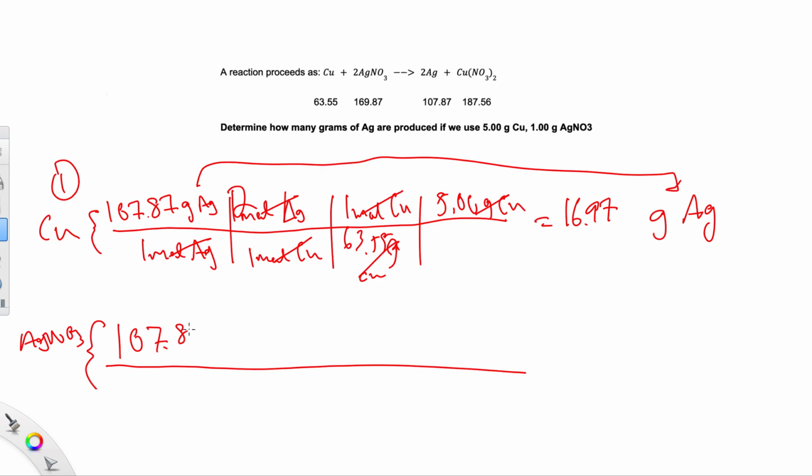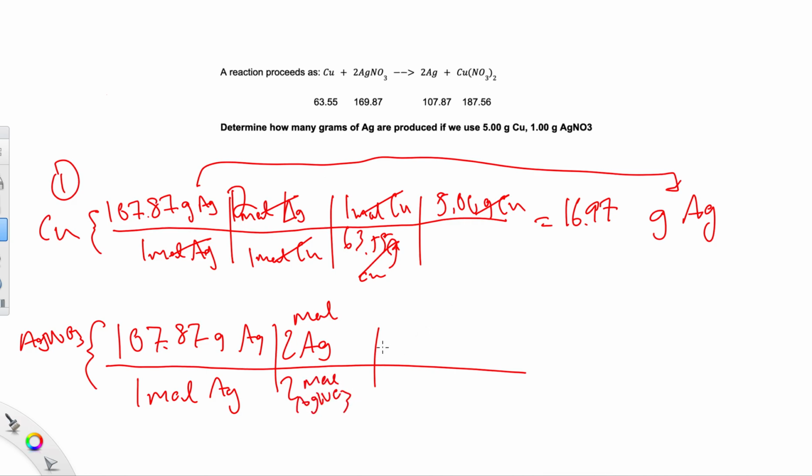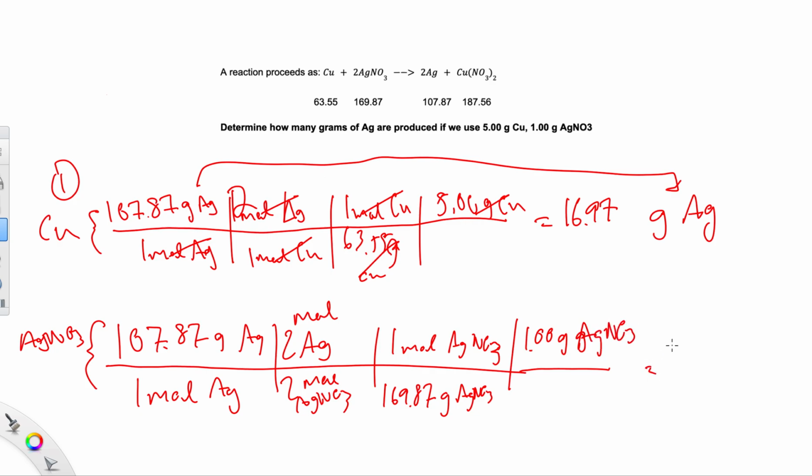And then we're just going to run this exactly back, but instead of using copper, we will use silver nitrate. Again, how do we get rid of this mole? We use that molar ratio, 2 mole Ag, except this time we have 2 mole AgNO3. To get rid of this mole AgNO3, I'm really sorry about this handwriting. I'm trying to do better. I just got this little tablet, so hopefully it'll improve. g AgNO3. And then finally we use our value that we know, which is 1.00 g AgNO3. And this comes out to be 0.63 gram Ag.